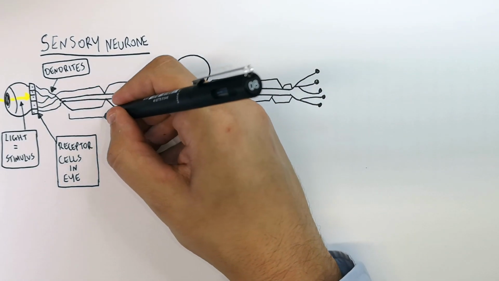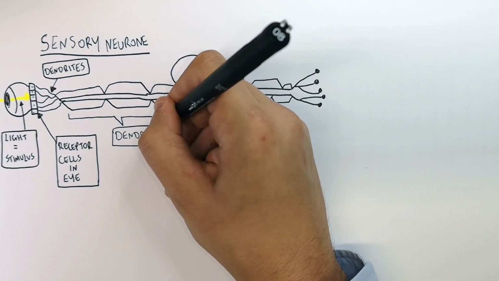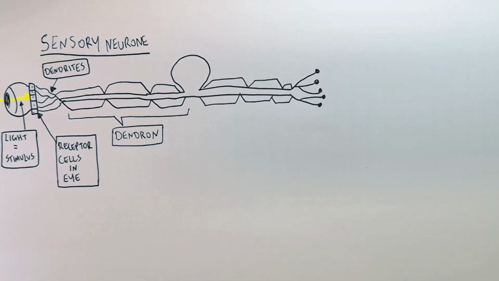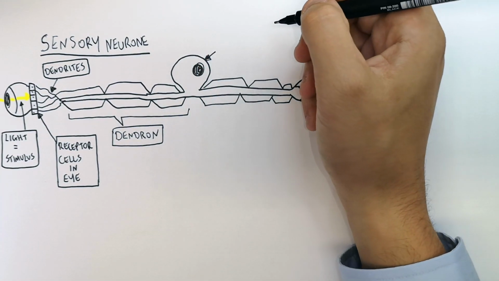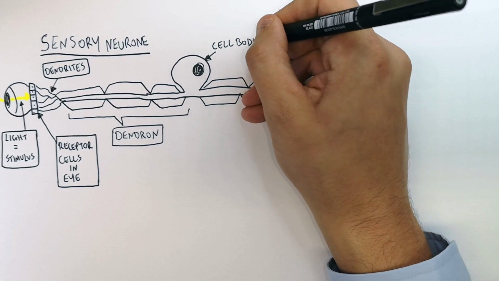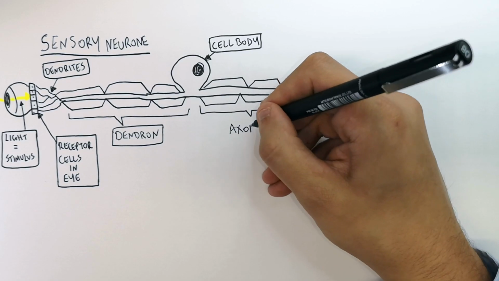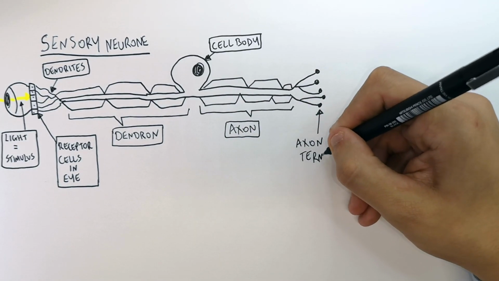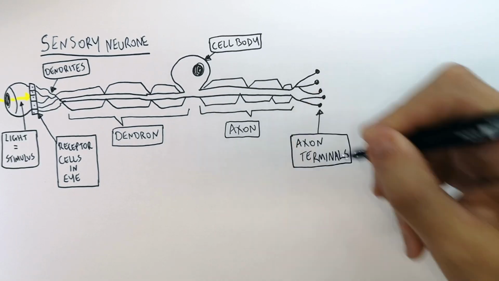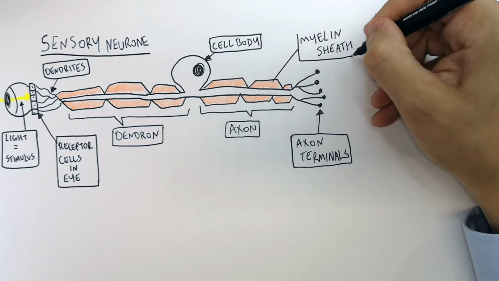So let's now label it. This here is the dendron. The dendron is connected to the dendrite. This is the cell body where you find the nucleus, the genetic information. This is the cell body of the neuron cell. This is the axon, and these are the axon terminals, the end of the neuron. These are the myelin sheaths in orange.